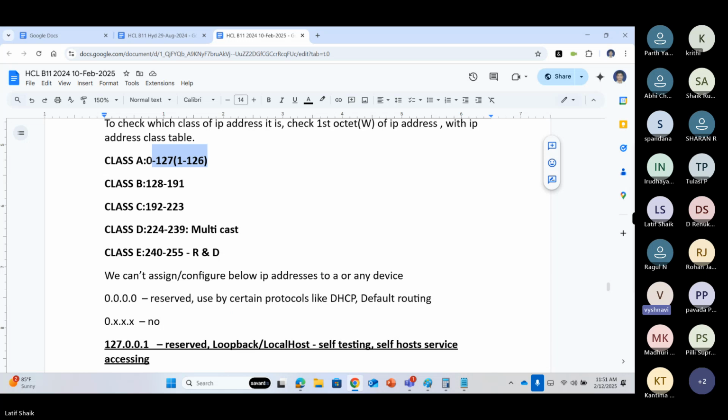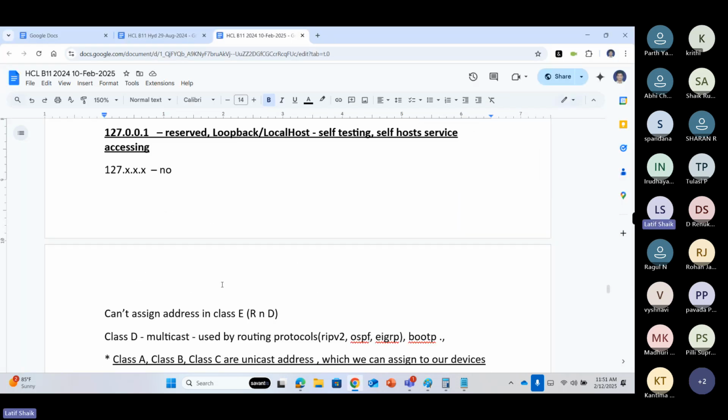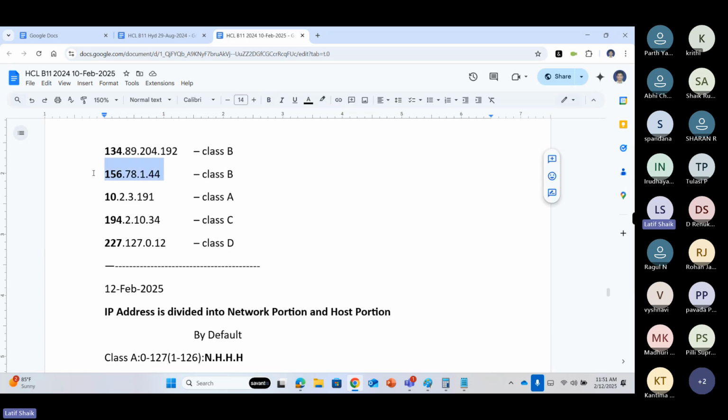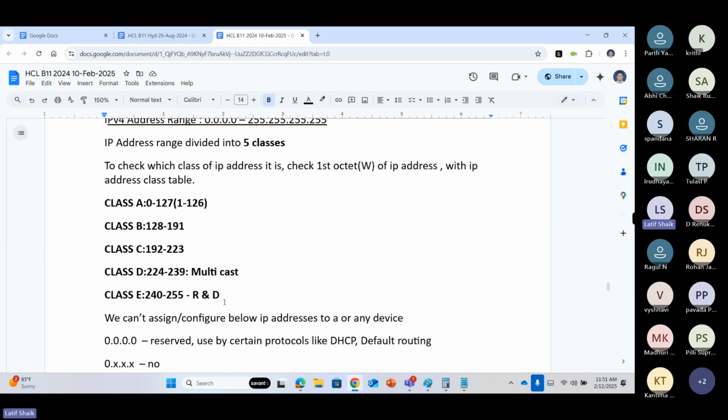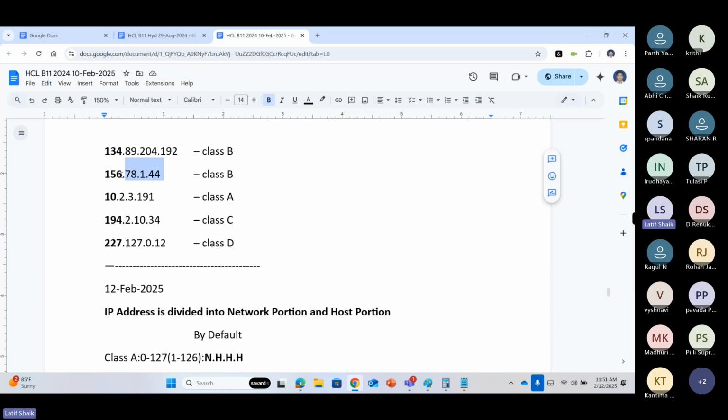Is it a network range or host range? Class range. Class range means you see any IP address, you see its first octet, and compare this first octet with this class range table, then you will understand which class it is. Based on the class, there is a network and host portion. Based on that, you can understand whether these devices will communicate in the same network or not.